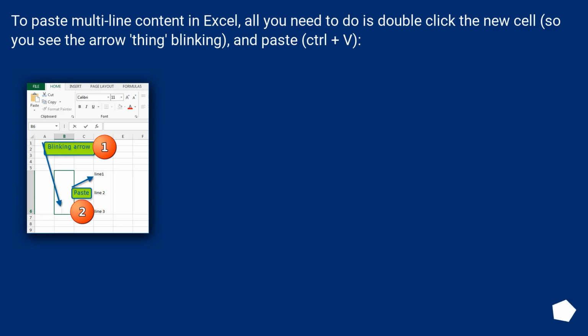To paste multi-line content in Excel, all you need to do is double-click the new cell, so you see the arrow thing blinking, and paste, Ctrl plus V.